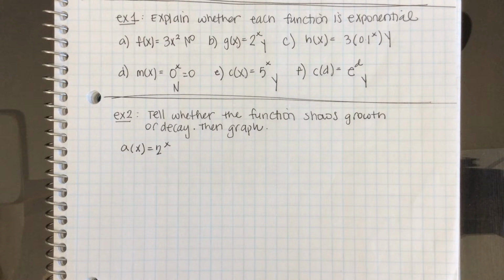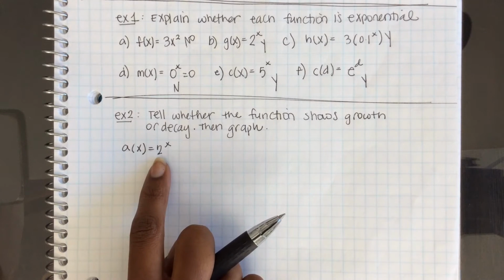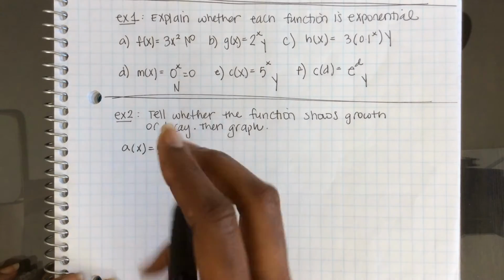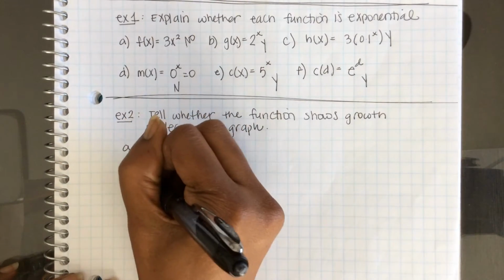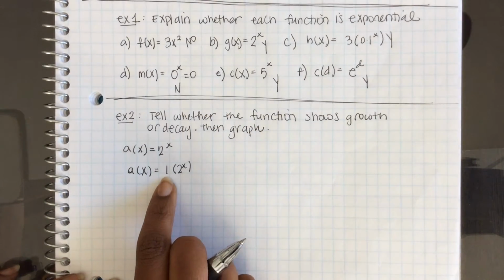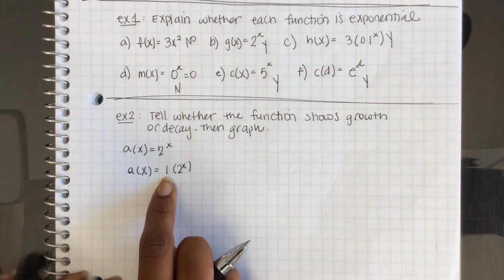7-1, example 2. Tell whether the function shows growth or decay, then graph. So this is an exponential function. The way I know is because my variable is in my exponent. And if I want to write this in my standard form, it would be a of x equals 1 times 2 to the x, where my initial value is 1.